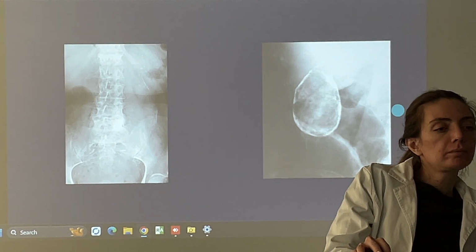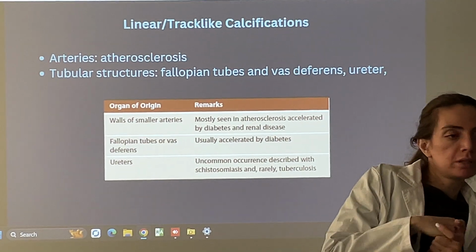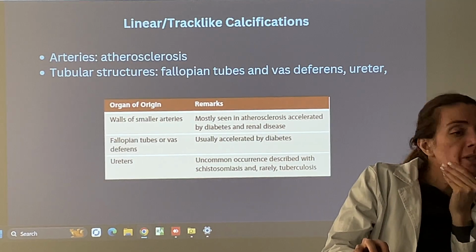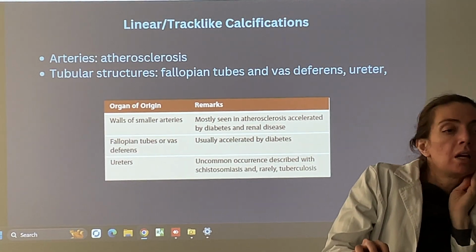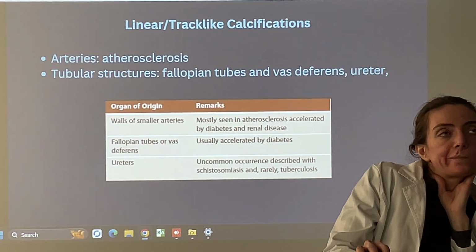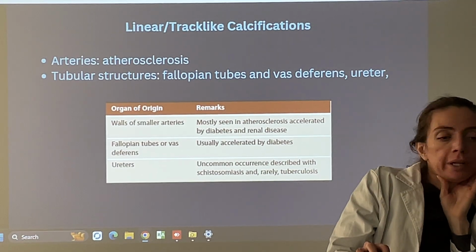Now linear tract-like calcifications usually appear in arteries and tubular structures. Common in atherosclerosis again, and seen anywhere in the body.